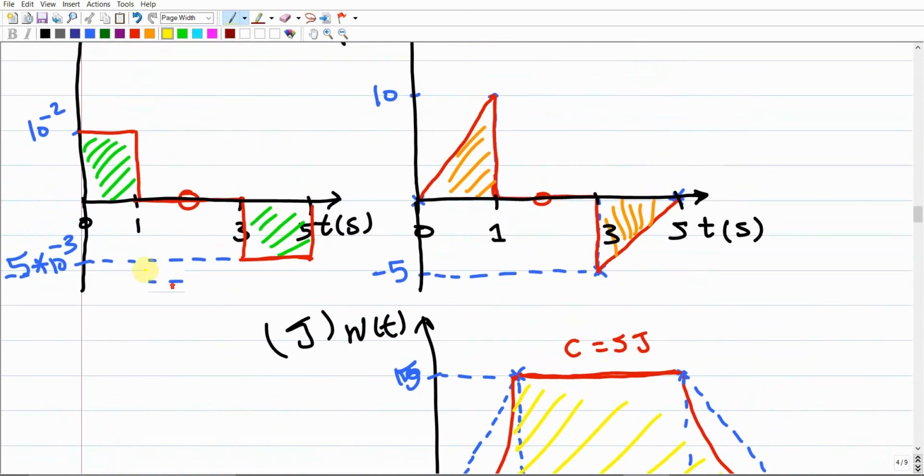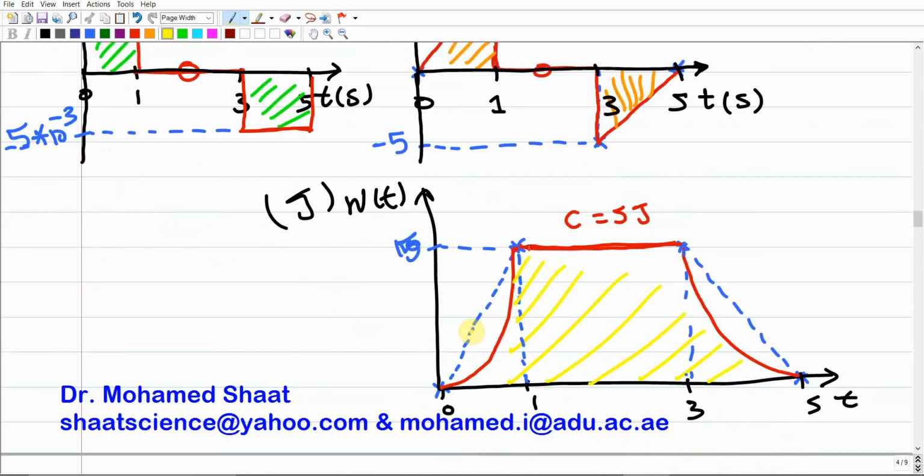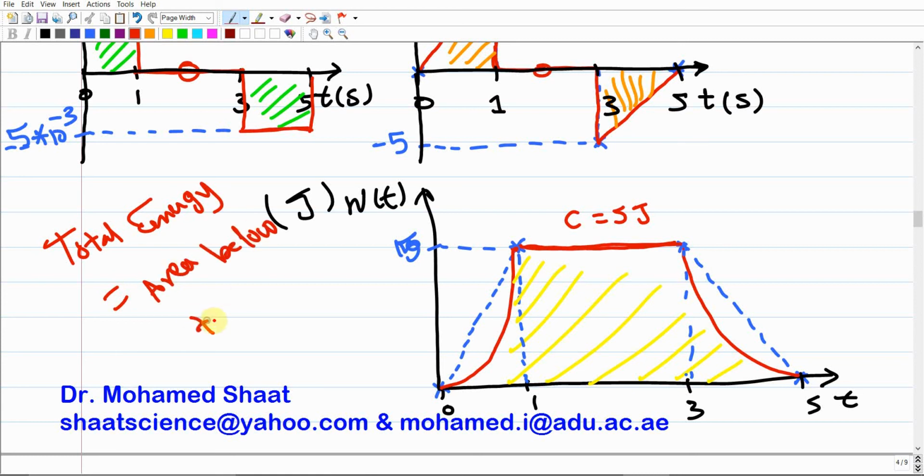So this is for the current function, this is the power function, and this is the energy function over time, how it changes. If we are interested in the total energy, energy equals the area below the W of t curve plot.